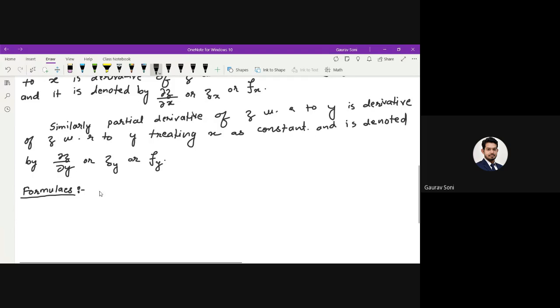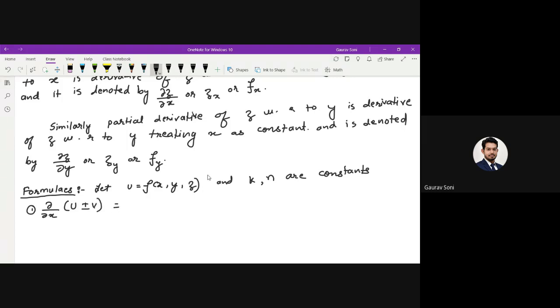Let u be a function of x, y, z. And k, n are constants. In the first one, partial derivative with respect to x of u plus minus v. v is also a function of x, y, z.